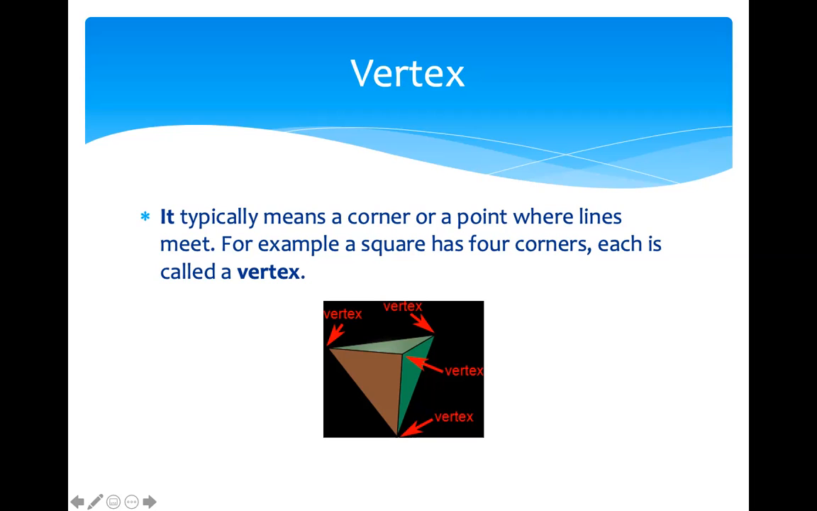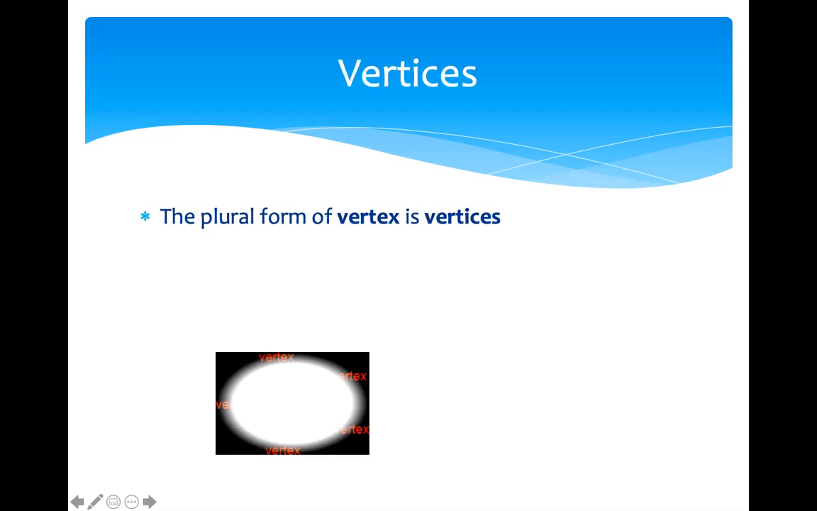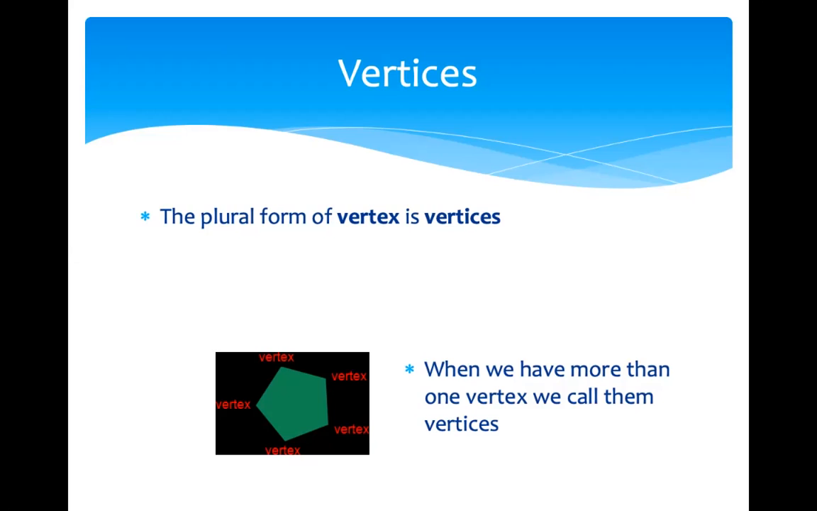And the next slide is very simple. Many vertex together, you will not call it vertexes, but you will call it vertices. The plural form of vertex is vertices. So many vertex together, you will call it vertices. When we have more than one vertex, we call them vertices.